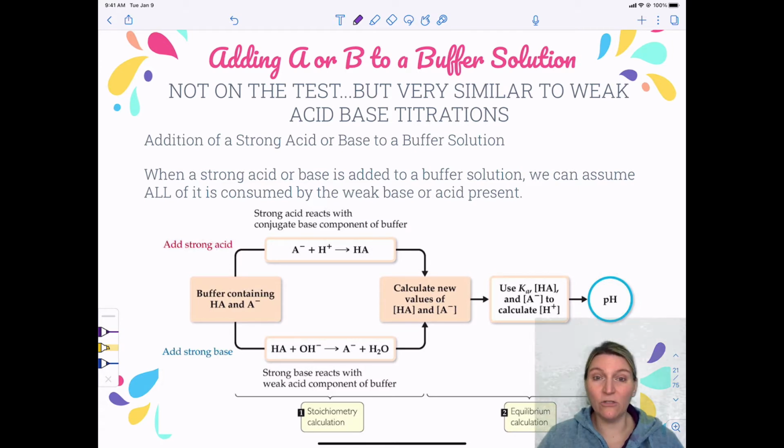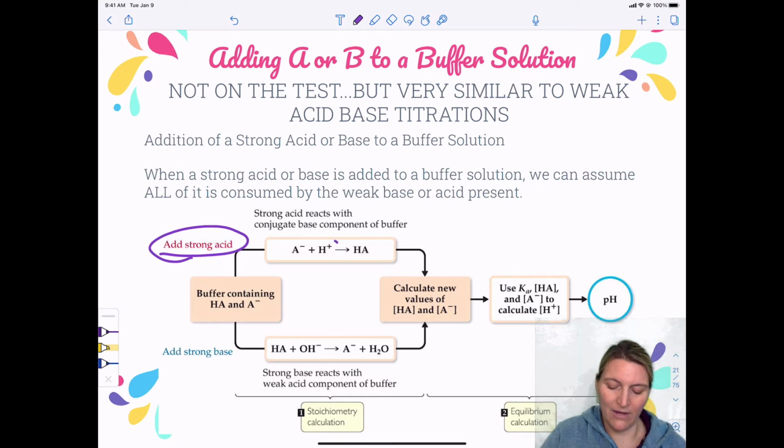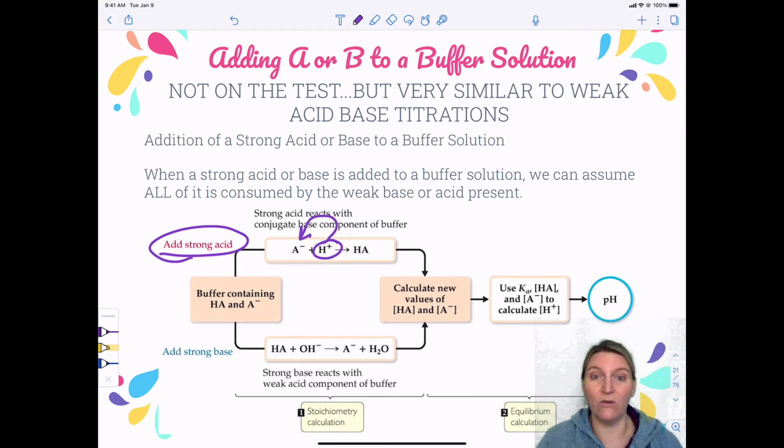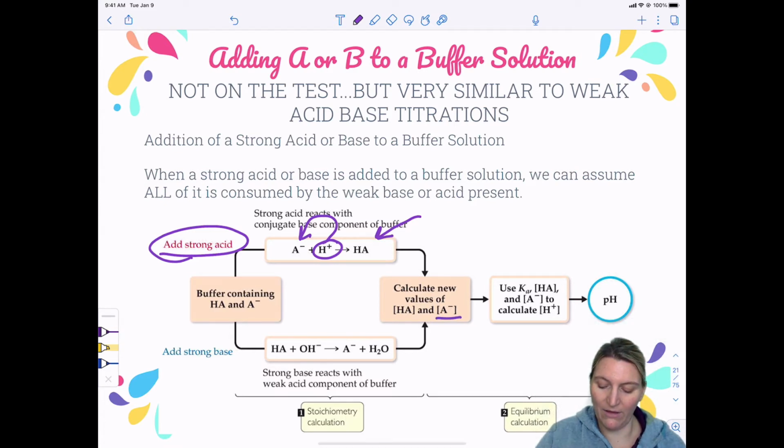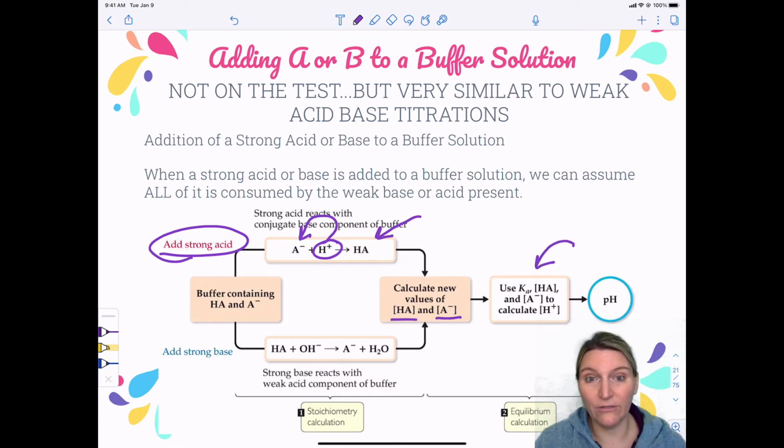So this would be adding a strong acid or a strong base to a buffer solution. And we've already talked about this in non-mathematical terms. If I add a strong acid, the acid will react with the weak base part of the buffer solution. It will create more of the acid with the hydrogen attached, and then I will have new concentrations of those acid and conjugate base, and I can just use regular Ka or the Henderson-Hasselbalch equation to figure out the pH.